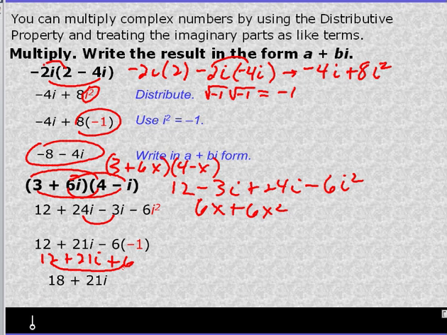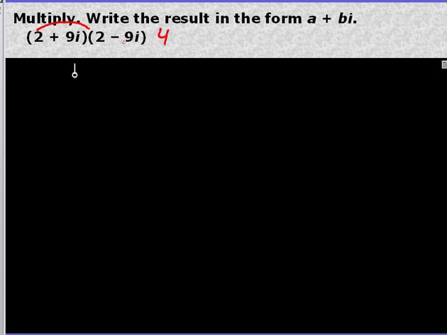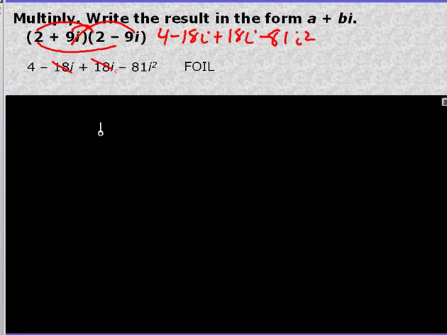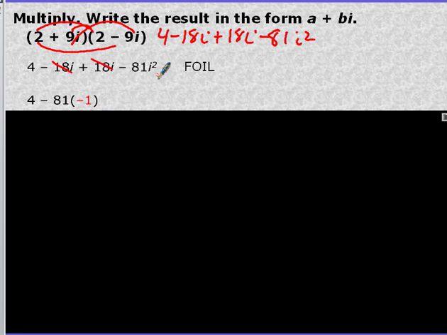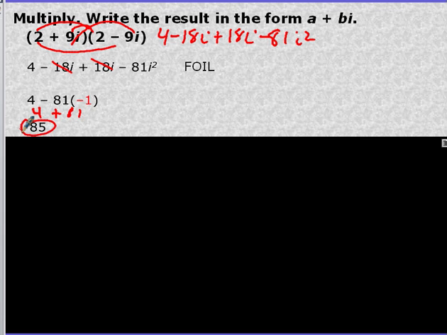Okay, I think we have a couple more of these I'm going to show you. All right, multiply, again, FOIL it. So for, whoops, negative 18i, positive 18i, and then negative 81i squared. You can see how these are going to cancel out. Replace the i with negative 1, and you're going to end up with 4 plus 81, which gives you 85 as an answer. So you probably would not have expected that if you looked at this expression, but that's what you get.